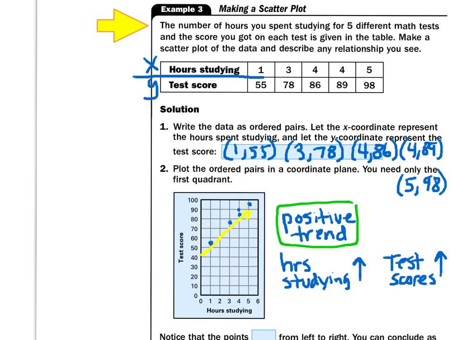And then I used the yellow to draw that trend line. Remember, the trend line is reading the points from left to right. And notice how they're going up, up, up. So that is a positive trend or a positive relationship. And what that really means is, as the hours you study go up and increase, your test scores also go up and increase. Something to think about.